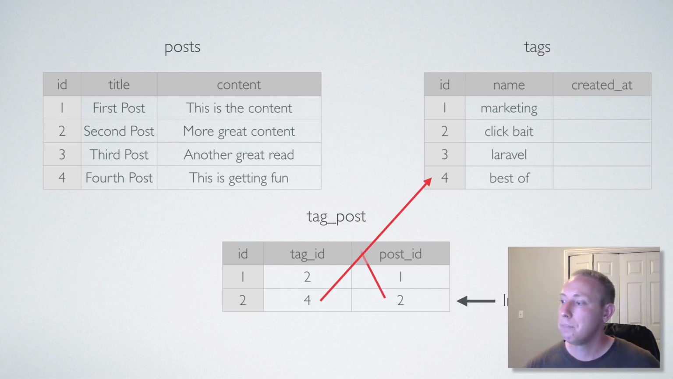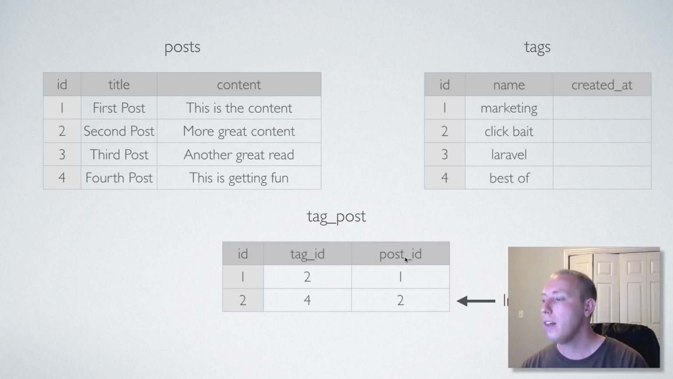So here you can see we've got our next. We just created another relationship here. We've got our tag post added another row. This time we're linking the second post to the fourth tag. Okay, so now this has the best of tag associated with it.